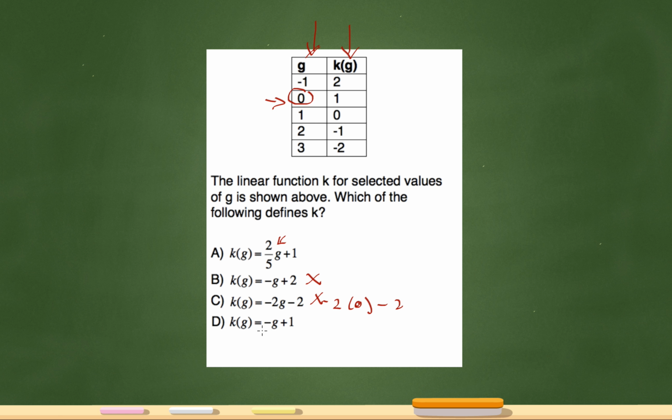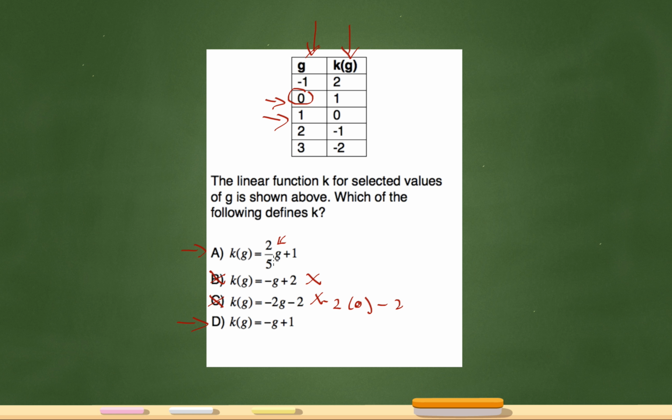But now D, negative 0, or just 0 plus 1 is 1, so that works. So for now, I was able to eliminate a couple of answers just by using 0. So now I know I'm left with just A and D. The next easiest input is 1, right? So let's try 1 now.